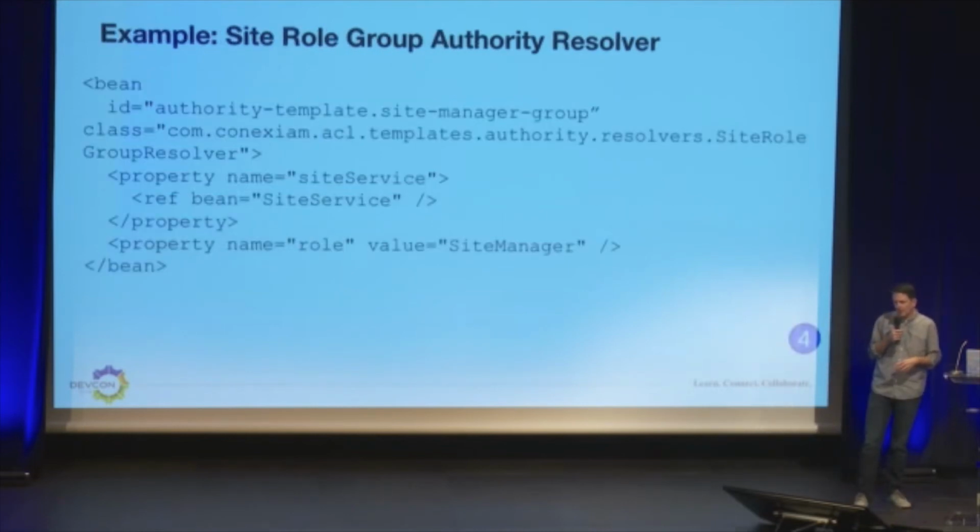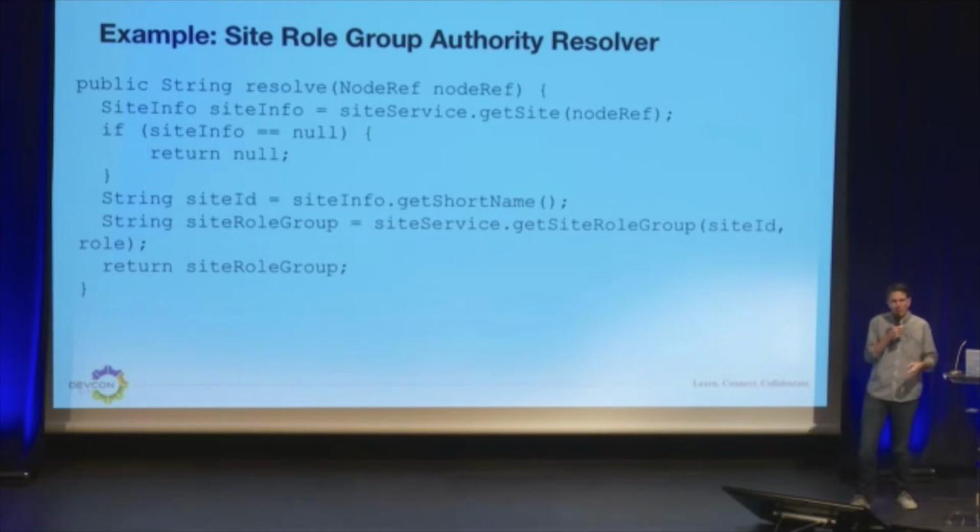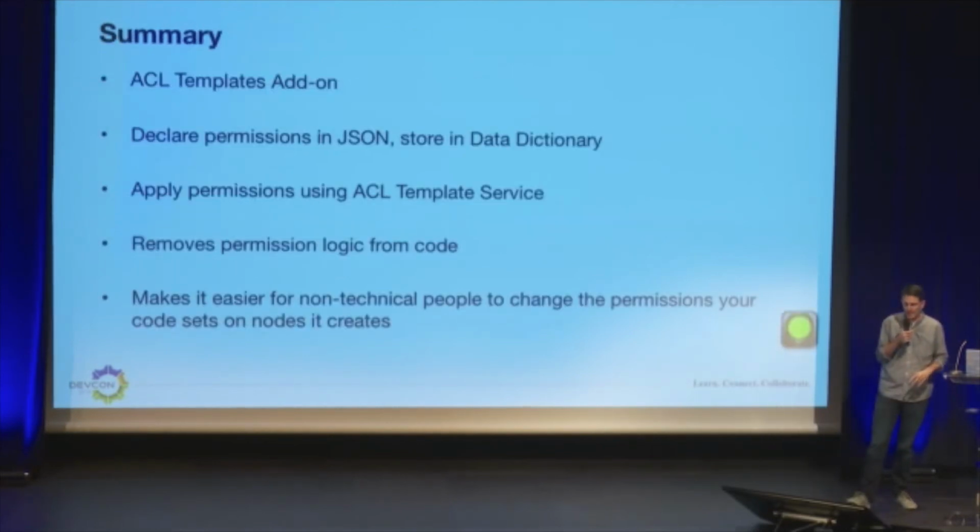Here's an example. This is an authority template called Site Manager Group. All it does is it looks to see what group is assigned site manager access to a particular site, and then returns that. Then that group can be used in your ACL. Here's what the resolve method looks like. It's very simple. It's given the node ref, that's part of the interface, then it uses the site service, and then it gets the site role group for whatever role was specified. So again, this is just an example, but this is actually pretty handy.